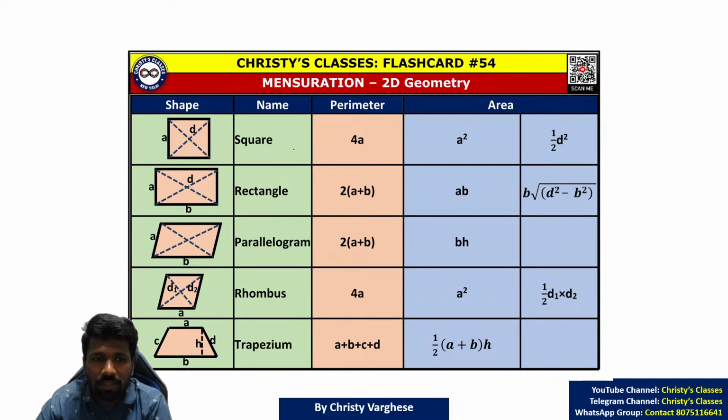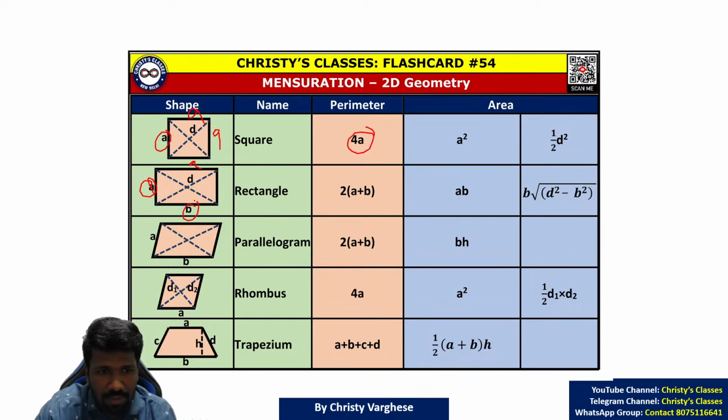What about the perimeters of square, rectangle, parallelogram, rhombus and trapezium? Square, A is the side length, all sides are A. So A plus A plus A plus A, that is 4A. And rectangle, this is A, this is B, then this is A, this is B. So A plus B plus A plus B, that is 2 times (A plus B).